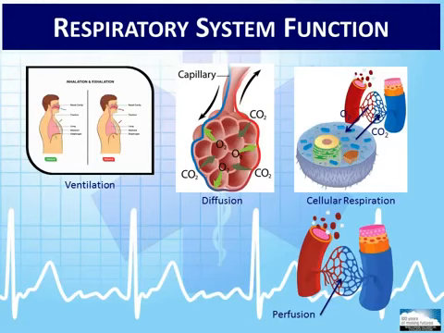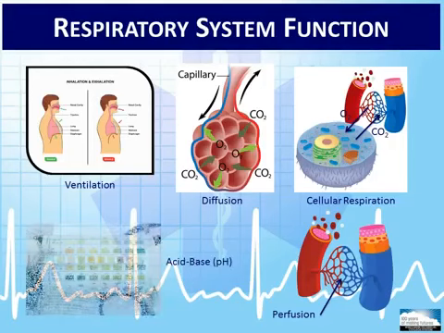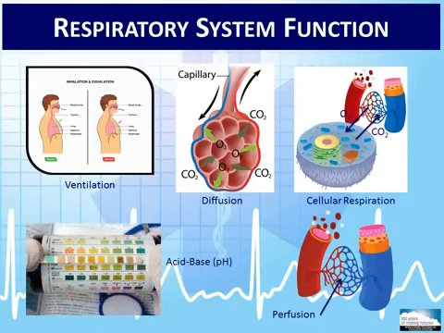Another function of the respiratory system deals with something called the acid-base balance within our bodies. Our cells are constantly producing hydrogen ions, which become acids within the body. Too much or too little acid within the body is a bad thing. So the body regulates its acid-base balance through several mechanisms, one of which is through the respiratory system.